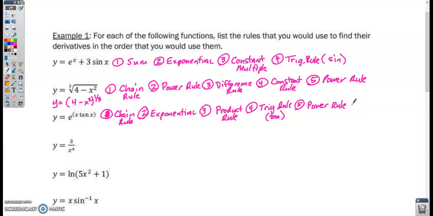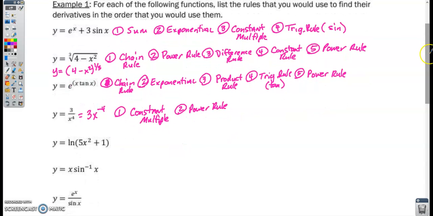All right. In this choice, I think I would like to think about this as 3 times x to the negative 4th. If I think about it that way, let's see, I need to use a constant multiple rule first, and then the power rule. First one in a while where I didn't have any composite functions, so I didn't need to use the chain rule.